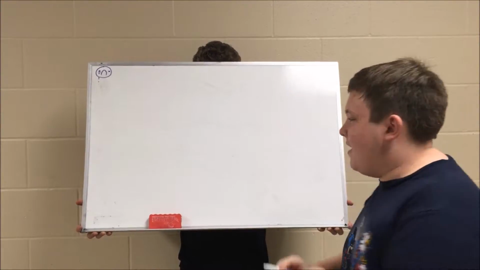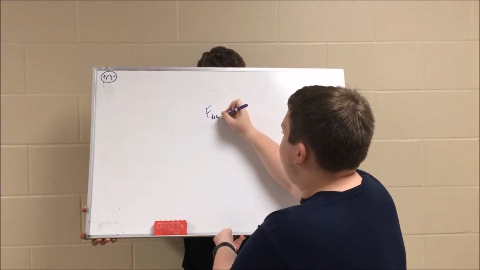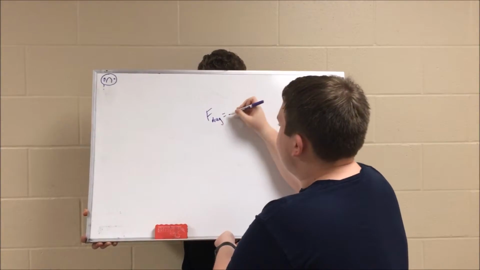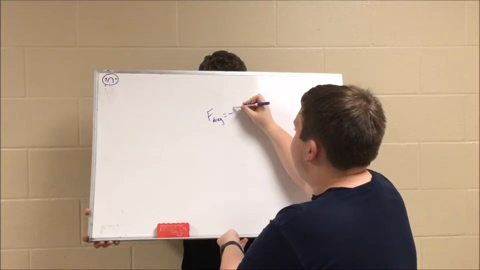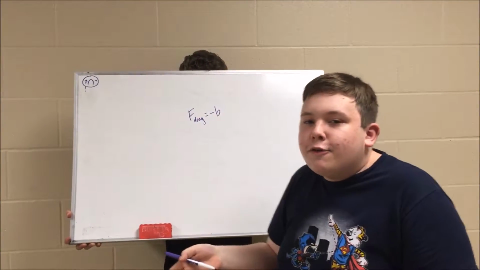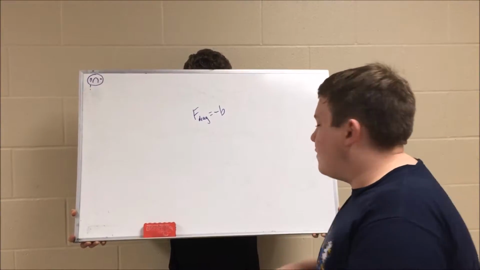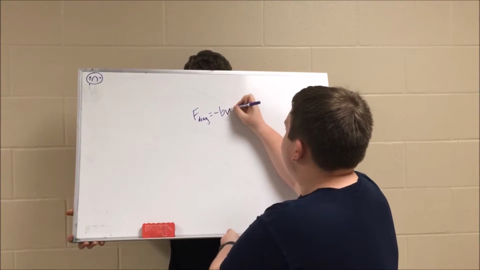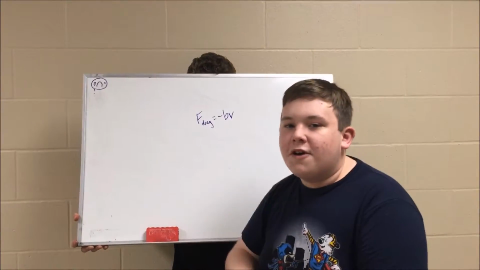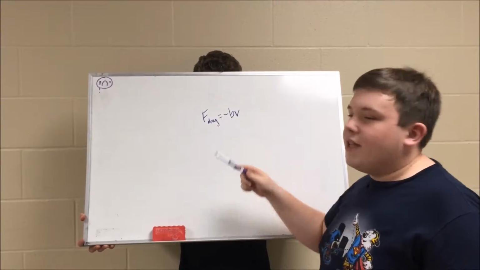And then at very low speeds, you can approximate drag as equal to -b, which is some constant. It doesn't really matter. You can look it up if you want to, but that's not important for this. Times the velocity. So as we said before, at very low speeds, it has a linear relationship with velocity.